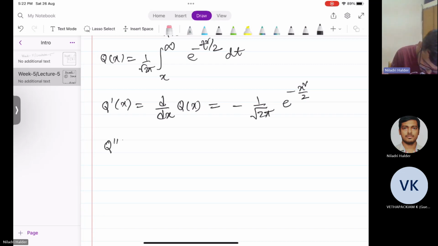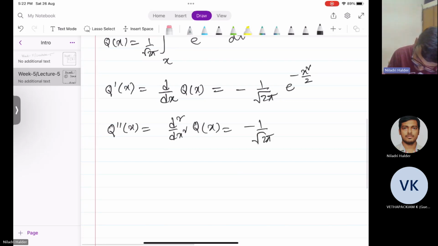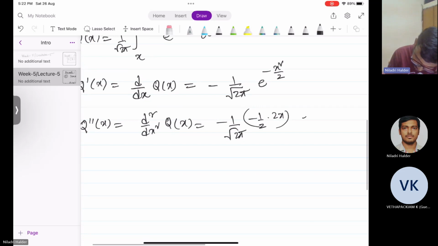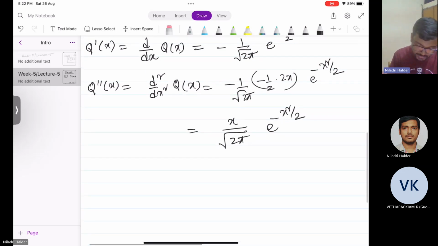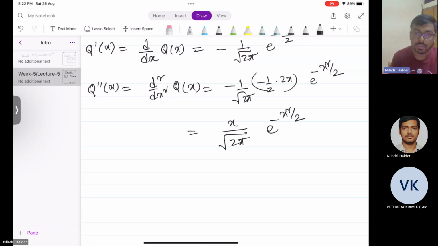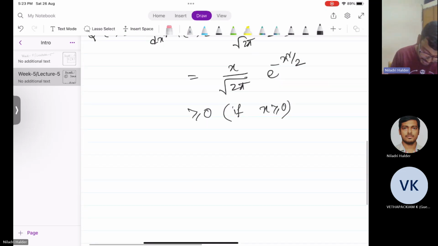Then what should be Q double dash x? It is minus 1 by root 2 pi, times minus half into 2x into e power minus x square by 2, that is equal to x by root 2 pi e power minus x square by 2. So this is a convex function if x is greater than or equal to 0, because this e power term is greater than or equal to 0, and x is greater than or equal to 0. That's why Q(x) is convex.